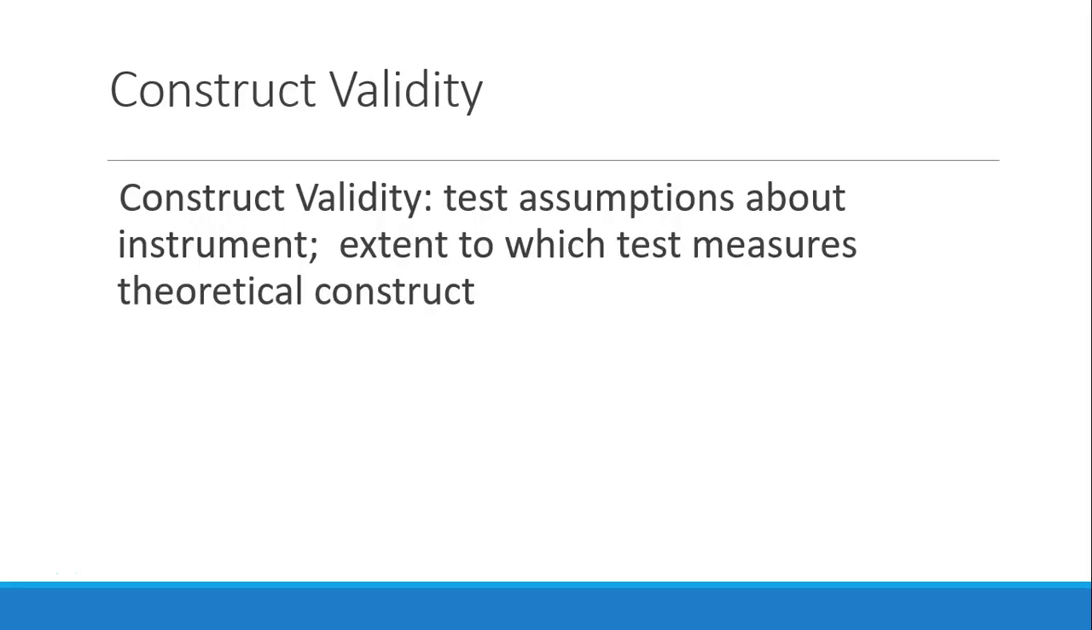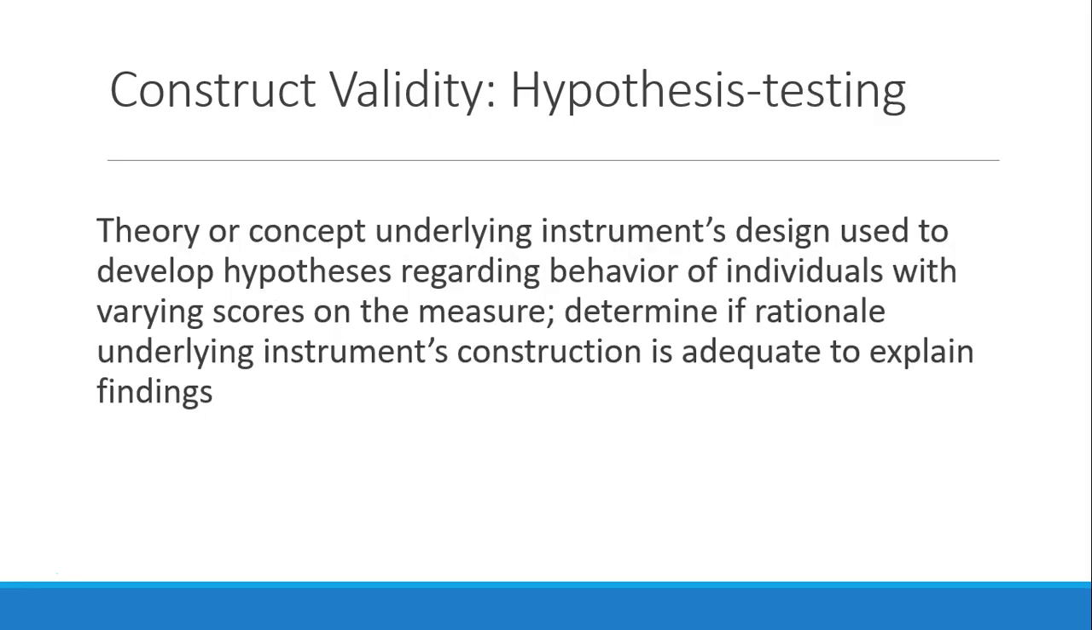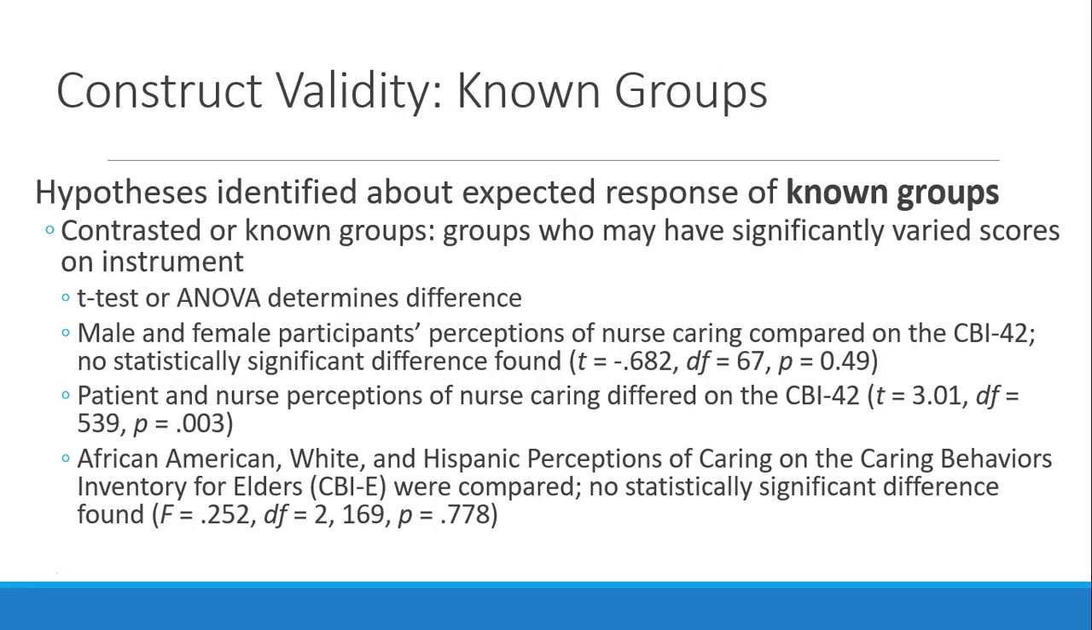Construct validity gets you to testing assumptions about instruments, essentially related to theoretical constructs. So hypothesis testing validity has to do with the way you identify that the instrument is going to behave. Does this really make sense? Does the way the instrument is constructed help you to explain the findings, generate the findings?